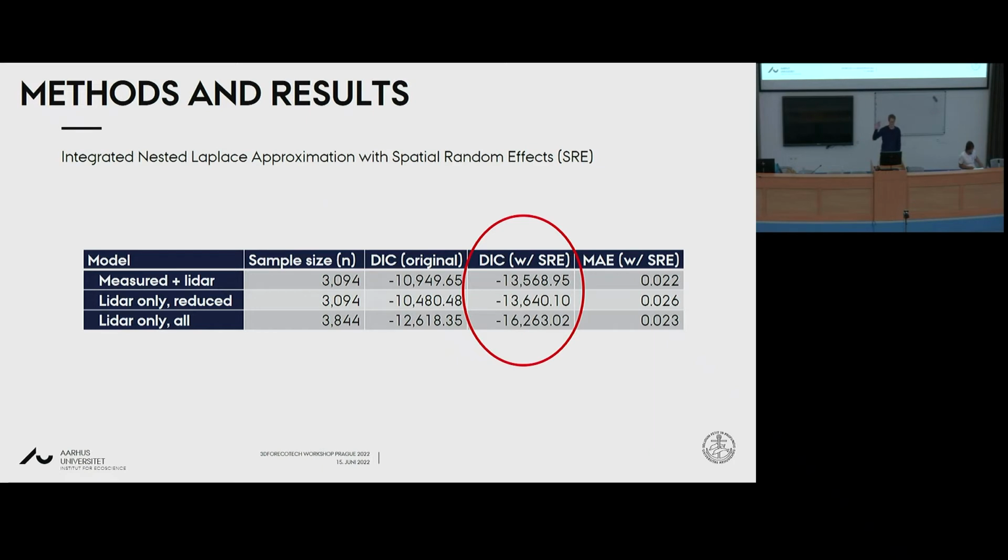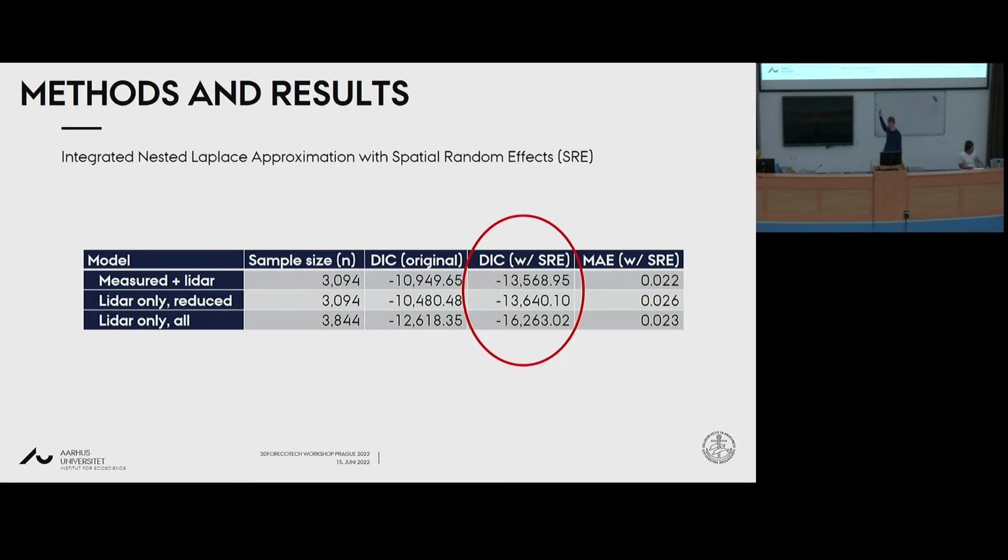Just very briefly on the methods, we used integrated nested Laplace approximation with spatial random effects because we had a lot of spatial autocorrelation in the data. What you should note from this table is that the uppermost model, measured plus lidar, is the model including both measured variables and lidar variables, and the line below that is a comparable model with the same number of samples, but with only lidar data in it.